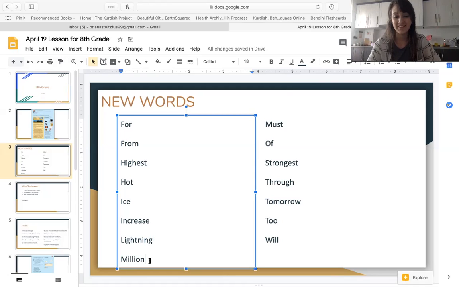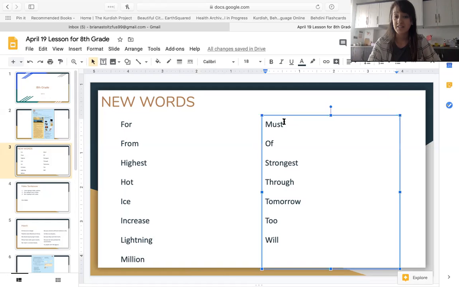Million, you know million, that's a number. Must. Remember we used must and must not, or mustn't. Must means very important, you must do. I think in Kurdi it's lazim, you must. I must not go outside without a mask. You must stay home because of coronavirus.